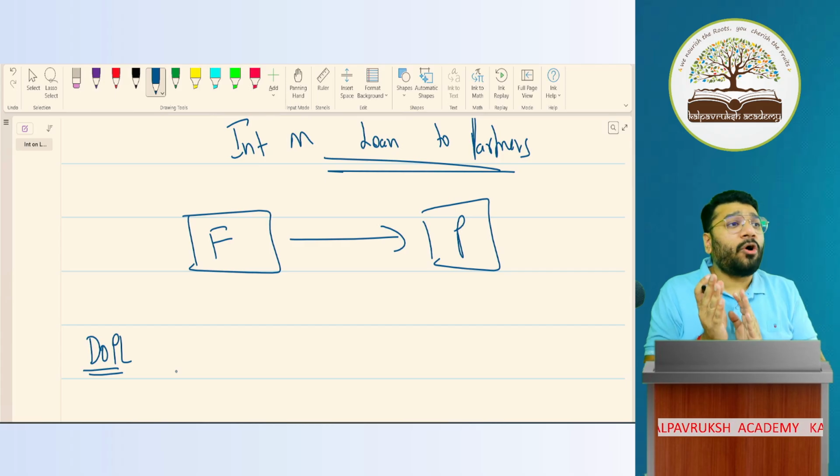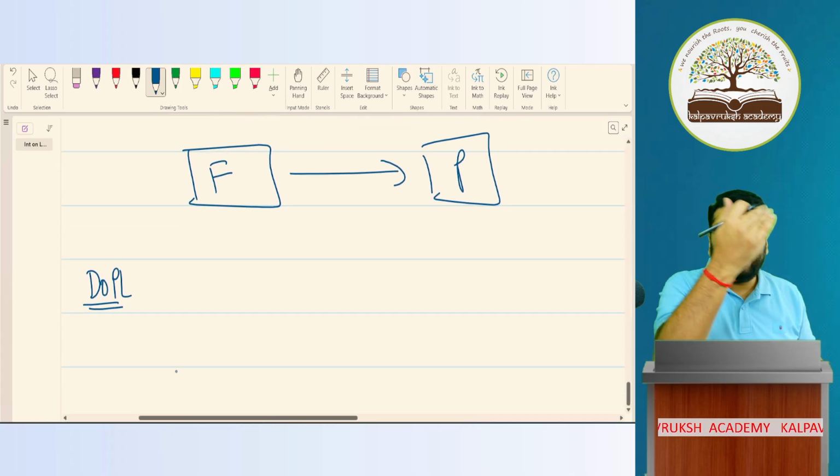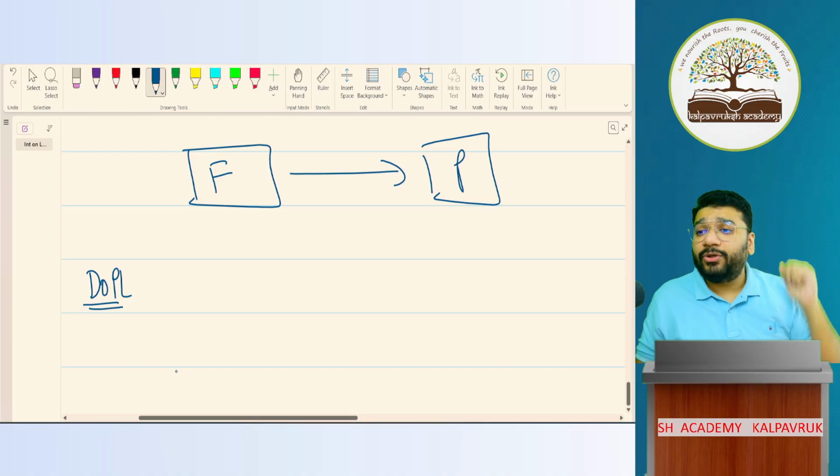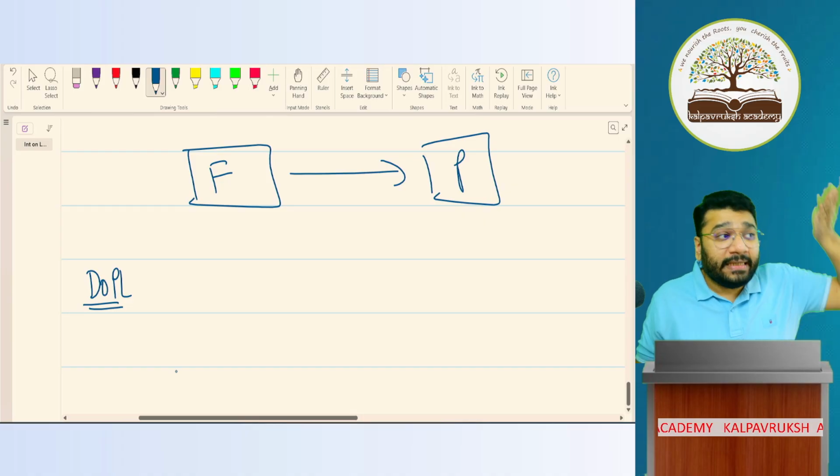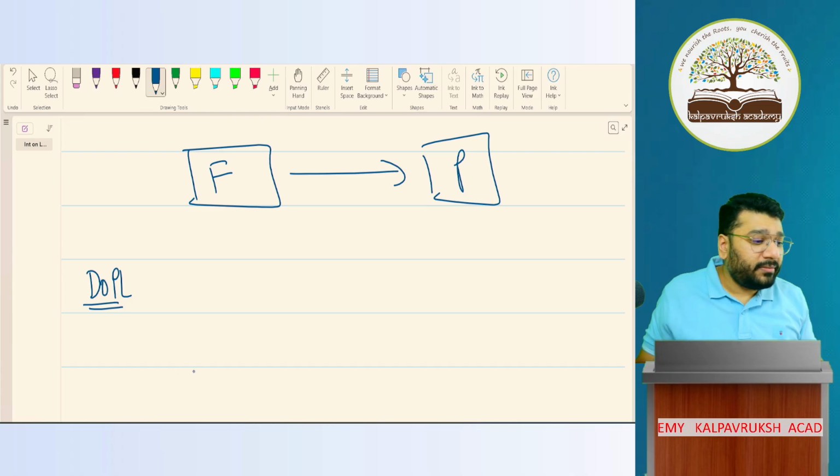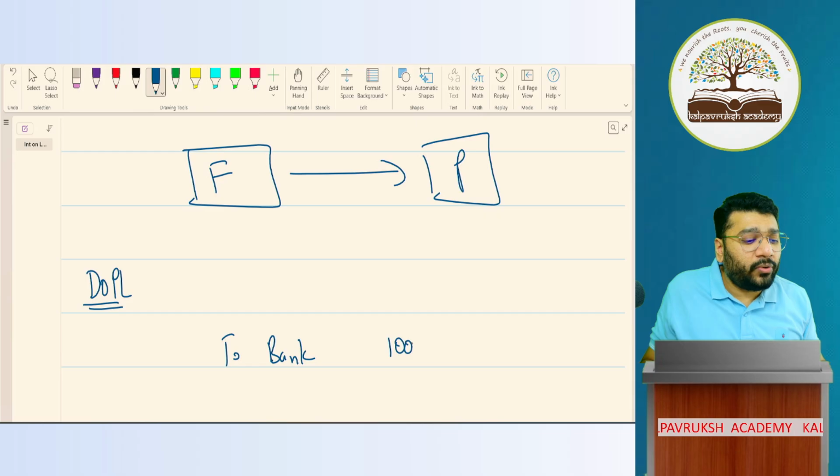Sir, from our bank account, money is going out. My bank balance is reducing. My asset balance is reducing. Asset is a debit balance. To increase, debit; to decrease, credit. So the bank, money is going out. How much money is going out? Let's say 1 lakh rupees is going out.